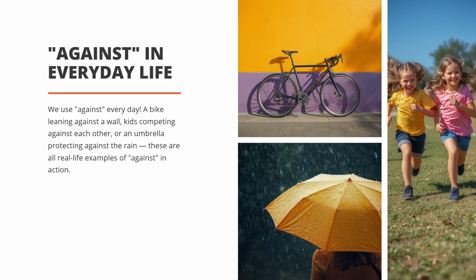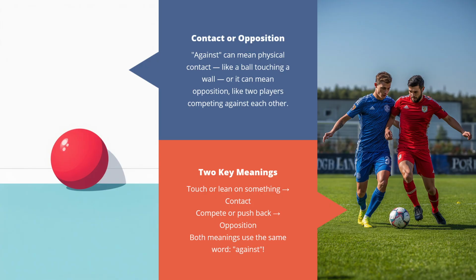We see against in everyday life. A bike leans against a tree. Children compete against friends. An umbrella protects against rain. The word is everywhere. Remember, against means contact or opposition. It can mean touching something or being opposite to something.